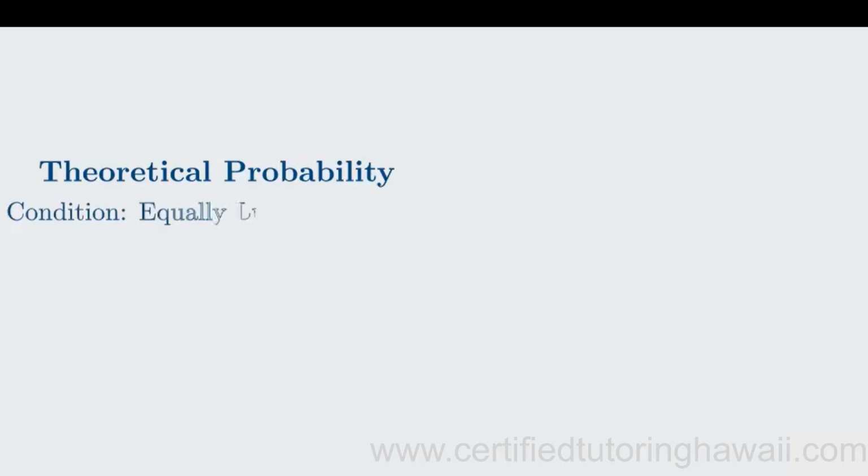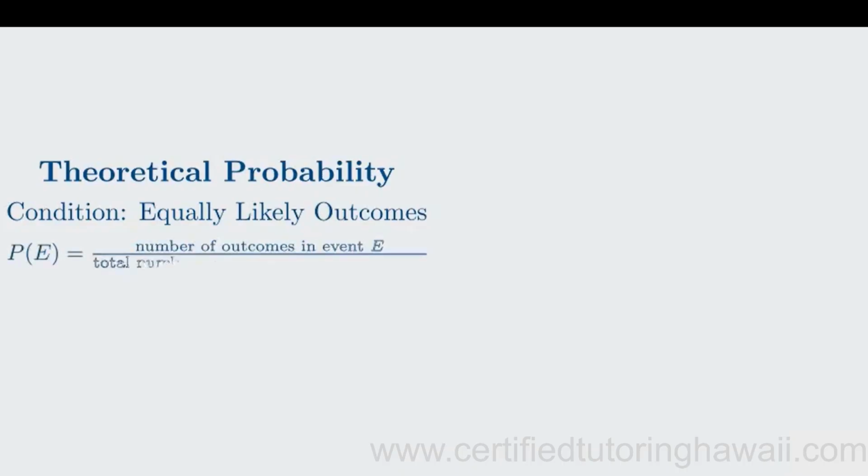When all outcomes in a sample space are equally likely, meaning no one result is more common than another, we use a specific formula for theoretical probability. We write the probability of event E as P of E. It is equal to the number of successful outcomes divided by the total number of possible outcomes.